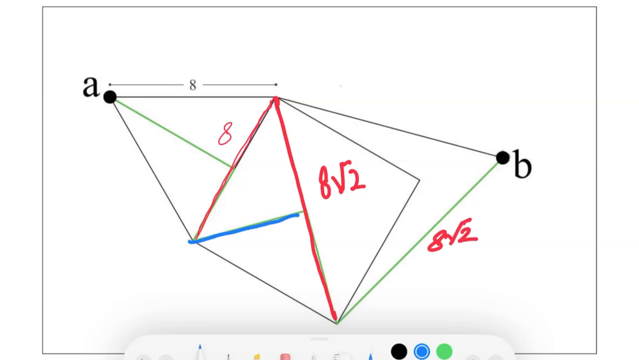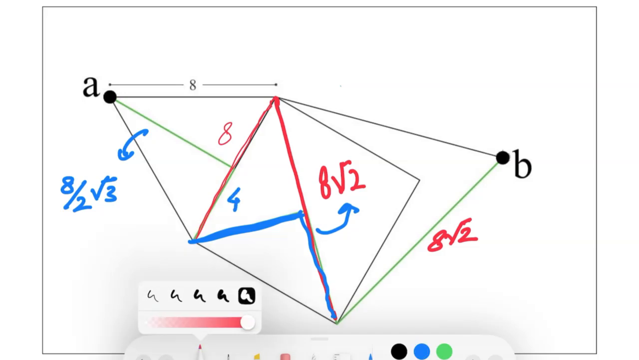Now if I combine length from here to here, this is what? 8 root 2. Okay, if I look at this perpendicular, what is this perpendicular? This will be 8 by 2 root 3. This is half the side, so this is 4. Okay, so we have resolved all the parts. So therefore, what will be our final answer in this case? Pretty easy. 8 by 2 root 3. So that is nothing but 4 root 3.